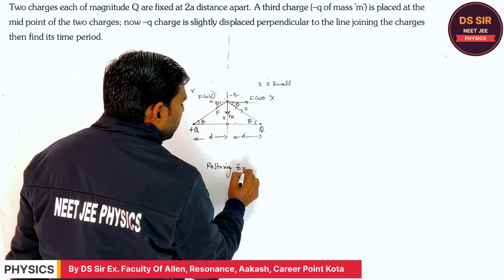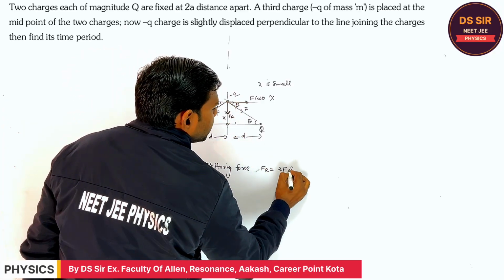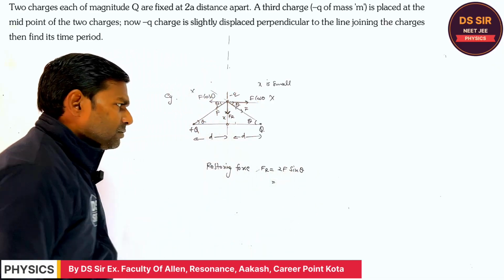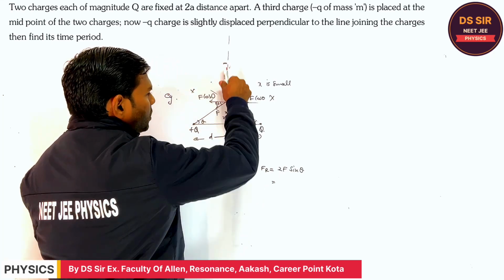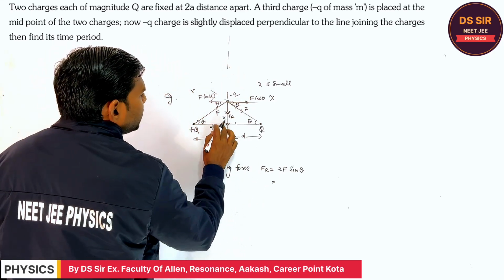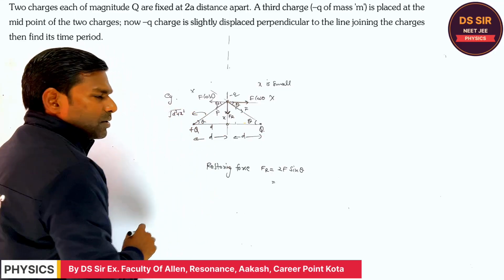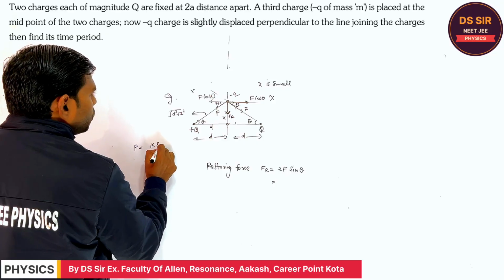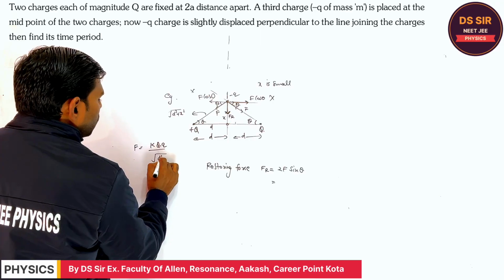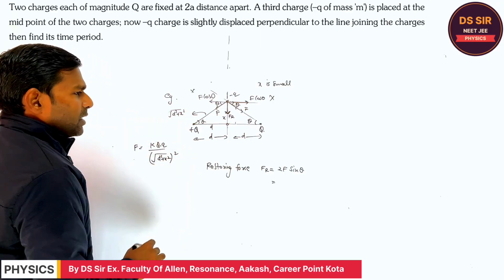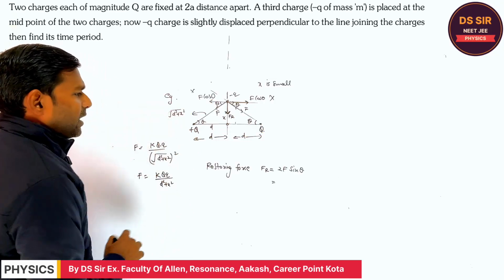Restoring force will be equal to what? Fr is equal to 2F sin theta. Is it clear or not, you tell? Yes. 2F sin theta. So this is the resultant force. So what is F? If this is d, this is x, this distance is root over d square plus x square. So what is the value of F? Kqq, I am not taking the minus sign. I am writing the magnitude, over d square plus x square.